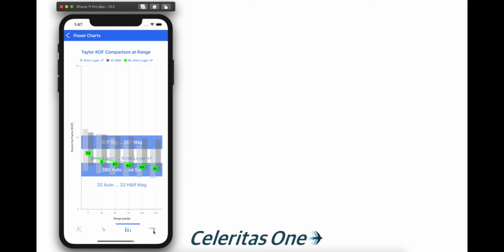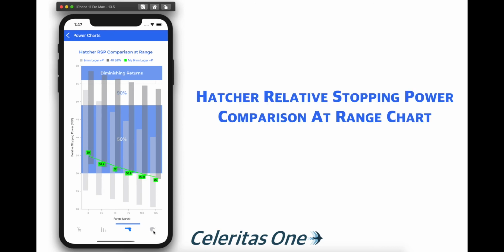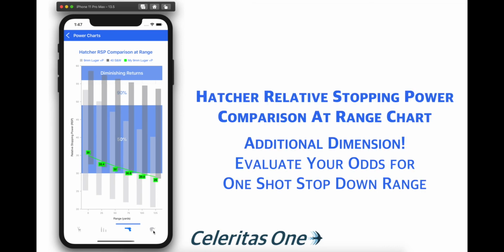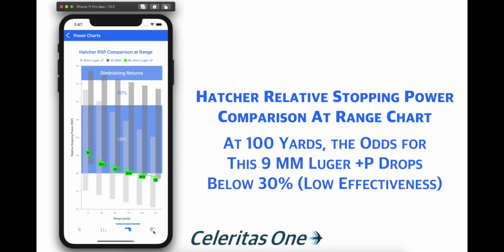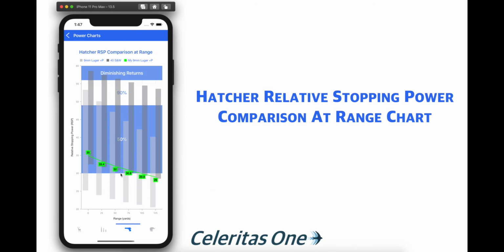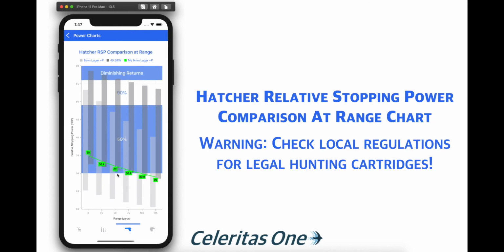With the Hatcher relative stopping power chart, I can now evaluate my odds for a one-shot stop downrange. Here I can see around the 100 yards range, my odds from making a one-shot stop drops from 50% to 30%. If these odds are not satisfactory to you, you can consider a more powerful cartridge with more recoil to improve the odds.